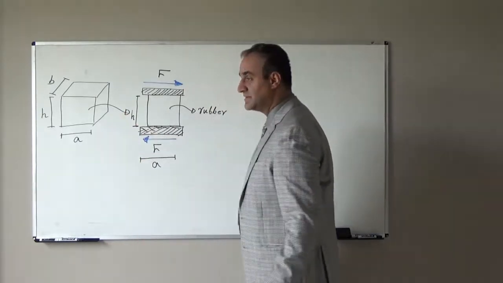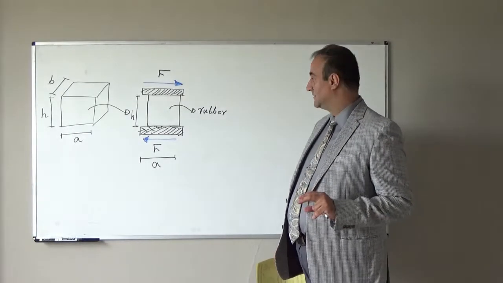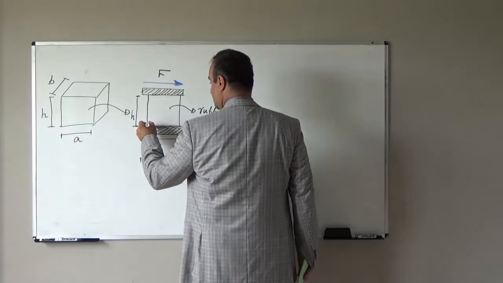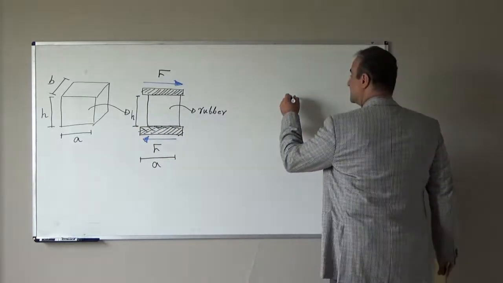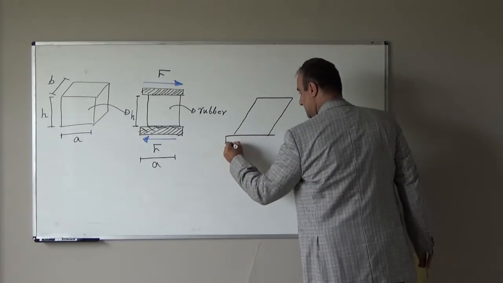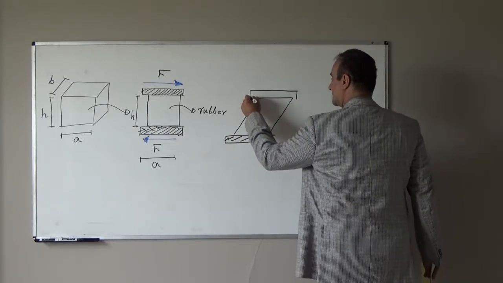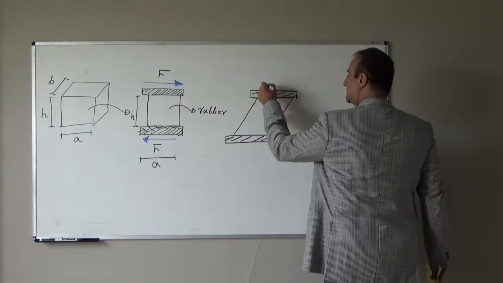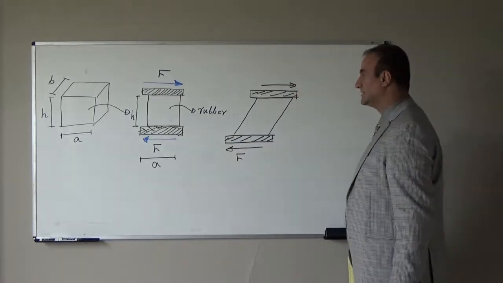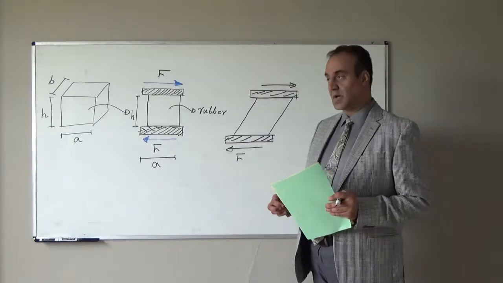If this system is subjected to this couple force, what will happen? This is first a rectangular shape, so we will have deformation. After deformation, it will be similar to a parallelogram, something like this. So the shape will change and deform. Initially it is a rectangular shape, then it becomes a parallelogram.